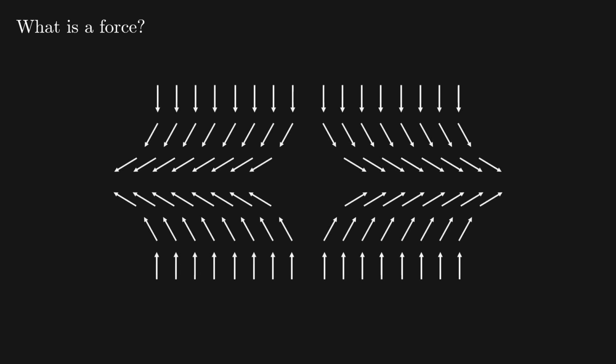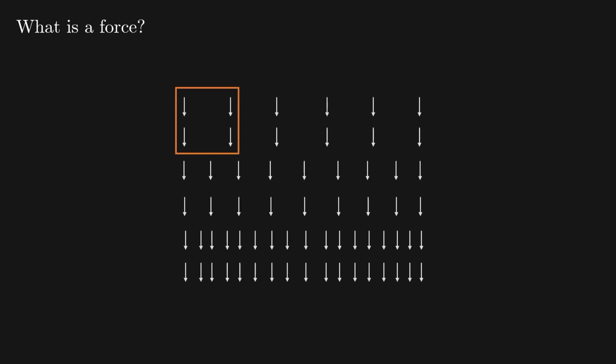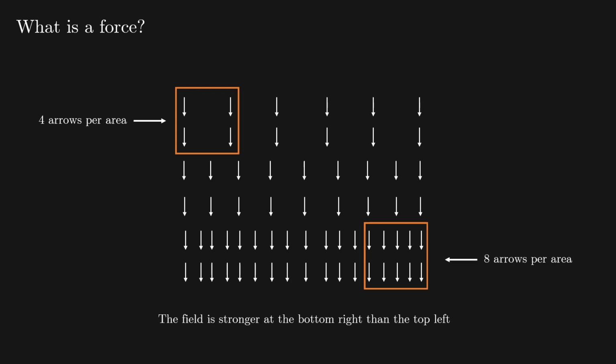We can consider a space where every point has an assigned force. An object in the field will have a force applied to it by the field. We can measure the arrows per area to gauge the strength of a field. As you can see, the field is stronger at the bottom right than at the top left.